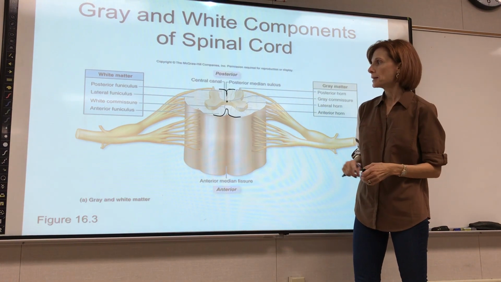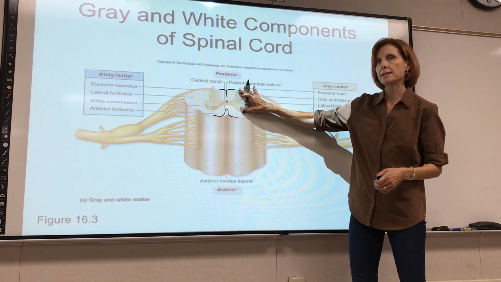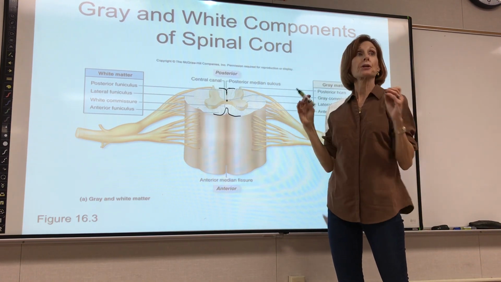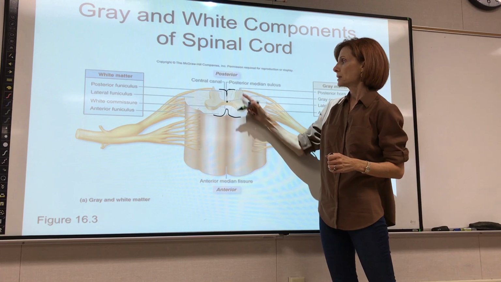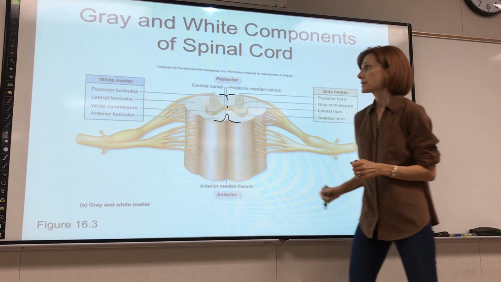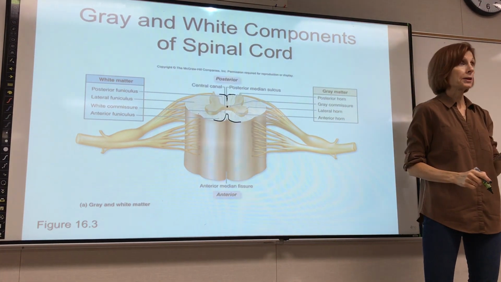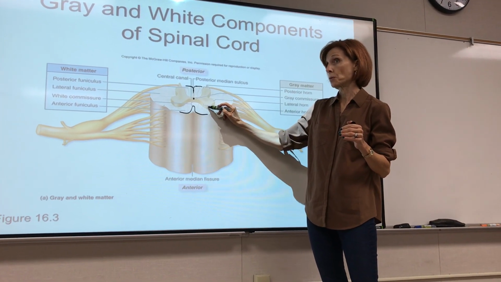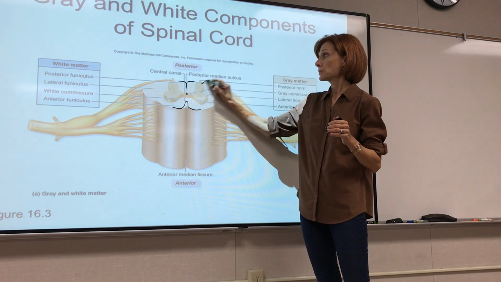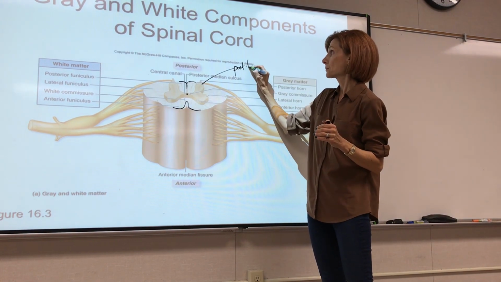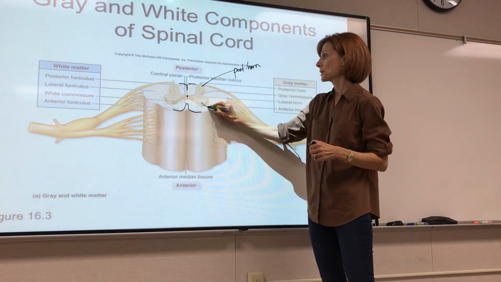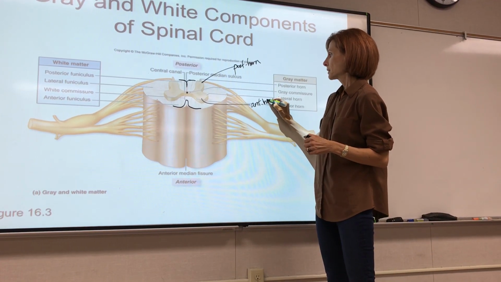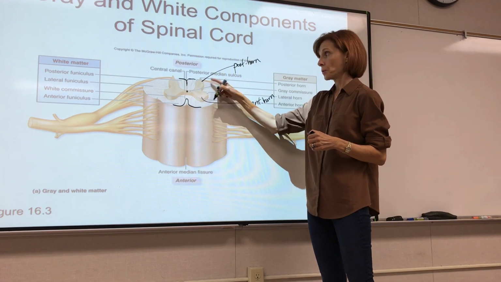Okay, and so taking a look here at the gray matter, it is in kind of an H or a butterfly shape, and it has these projections that are called horns. So all the levels of the spinal cord have a posterior horn and an anterior horn. This is going to be the posterior, you can say dorsal or posterior. This would be anterior or ventral. Either one is fine. So all the levels of the cord have these.